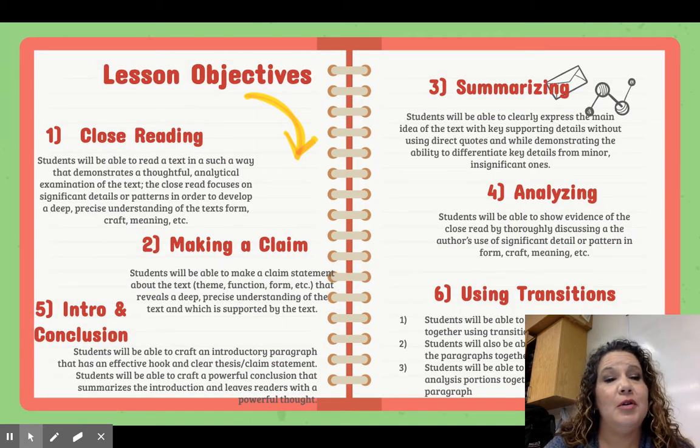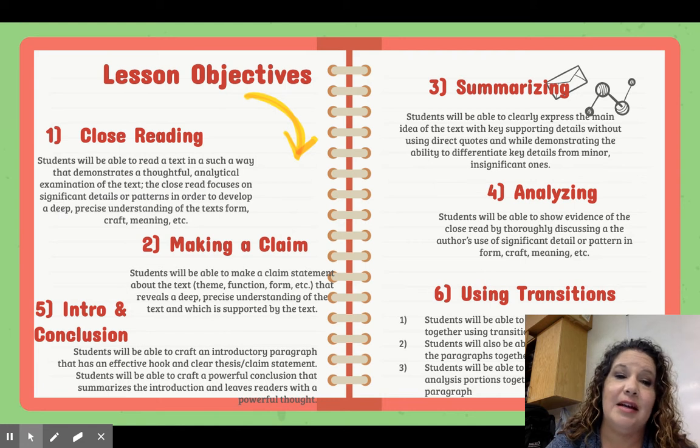The objectives for close reading were that students will be able to read a text in such a way that demonstrates a thoughtful, analytical examination of the text. When we close read, we focused on significant details and patterns that helped us develop a deep and precise understanding of the text and its form, craft, or meaning. In step 2, we made a claim. We utilized those details and patterns that we found when we close read, and then we revealed those in a deep and precise understanding of the text, and we acknowledged that it needed to be supported by the text.